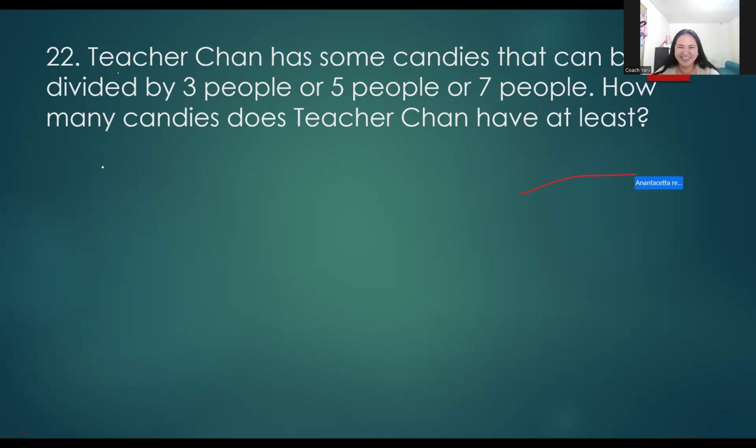Is that 35? 7. Okay, and then? So the answer here is 105. How did we arrive at 105? 15 times 7. Yeah. So we just need to look at the LCM, the least common multiple. So how would you get it? You would just do 3 times 5 times 7, and that would be 105.